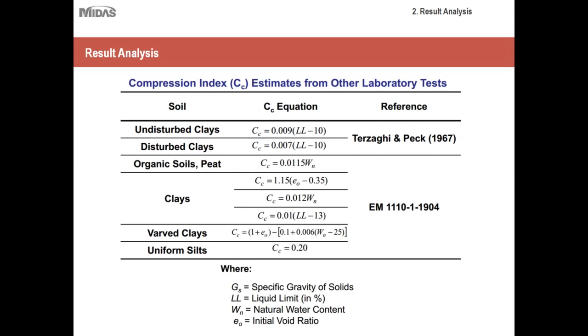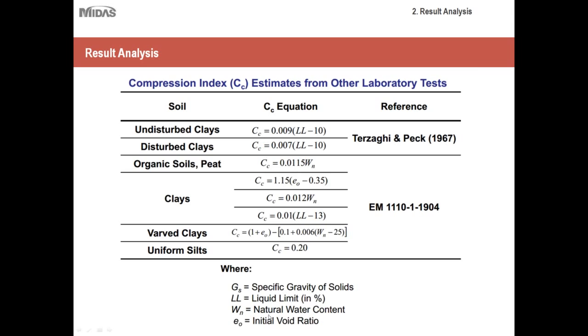Now, there might be some projects where you don't have the time to invest in an odometer test. So what we have here are compression index estimates from other laboratory tests. Essentially, you can find which category your clay or soil falls into, and then based on tests that have been done extensively in the past, you can get a reasonable prediction of how that soil will behave. You can get your index here by using these equations.